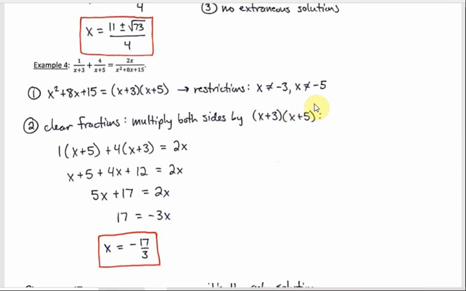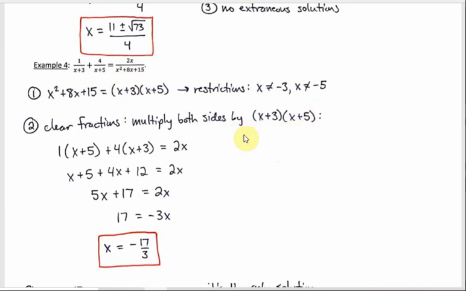First, I did write out what the restrictions are going to be. -3 is going to cause trouble here and here because this one on the right factors into x plus 3 times x plus 5, and then -5 is going to cause trouble here and here. So those are our two restrictions. Can't have x being -3, can't have x being -5. Both of those result in dividing by 0 somewhere.